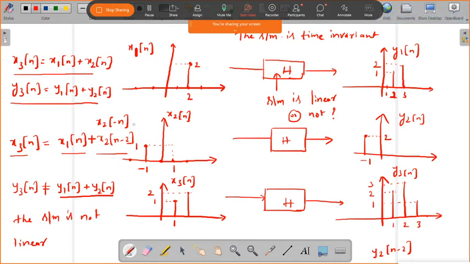Even you can see here it is shifted: x2 is shifted by n minus 2, and the corresponding y2 is shifted too. So if you shift by n minus 2, it will give the signal, but it will not be the addition of y1 of n plus y2 of n. So is it clear? That's why the system H is not linear.